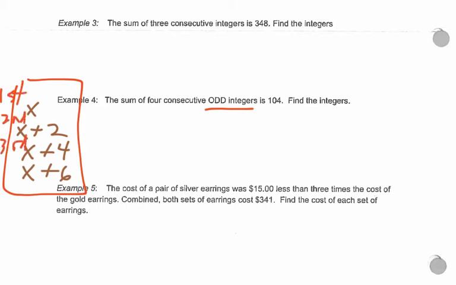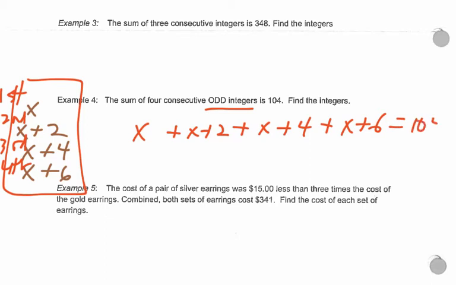And we could add those up and set it equal to 104. So x plus 2 plus x plus 4 plus x plus 6, that equals 104. This is the first, the second, the third integer, the fourth integer. So now we just solve it, the easy part.